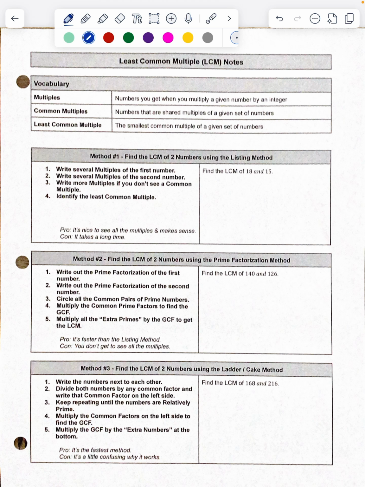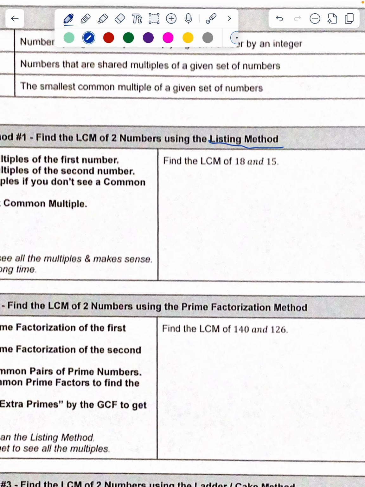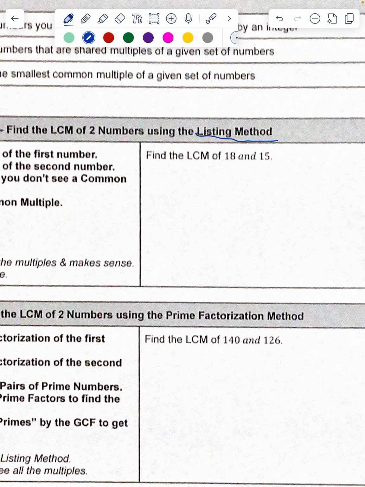So the first method we're going to do is the listing method. The listing method is exactly what it sounds like. We're just going to list multiples. So for 18, we're going to list the multiples of 18. We have 18, 36, 54, 72, 90, 108, and we're just going to take a break and start counting by 15s.